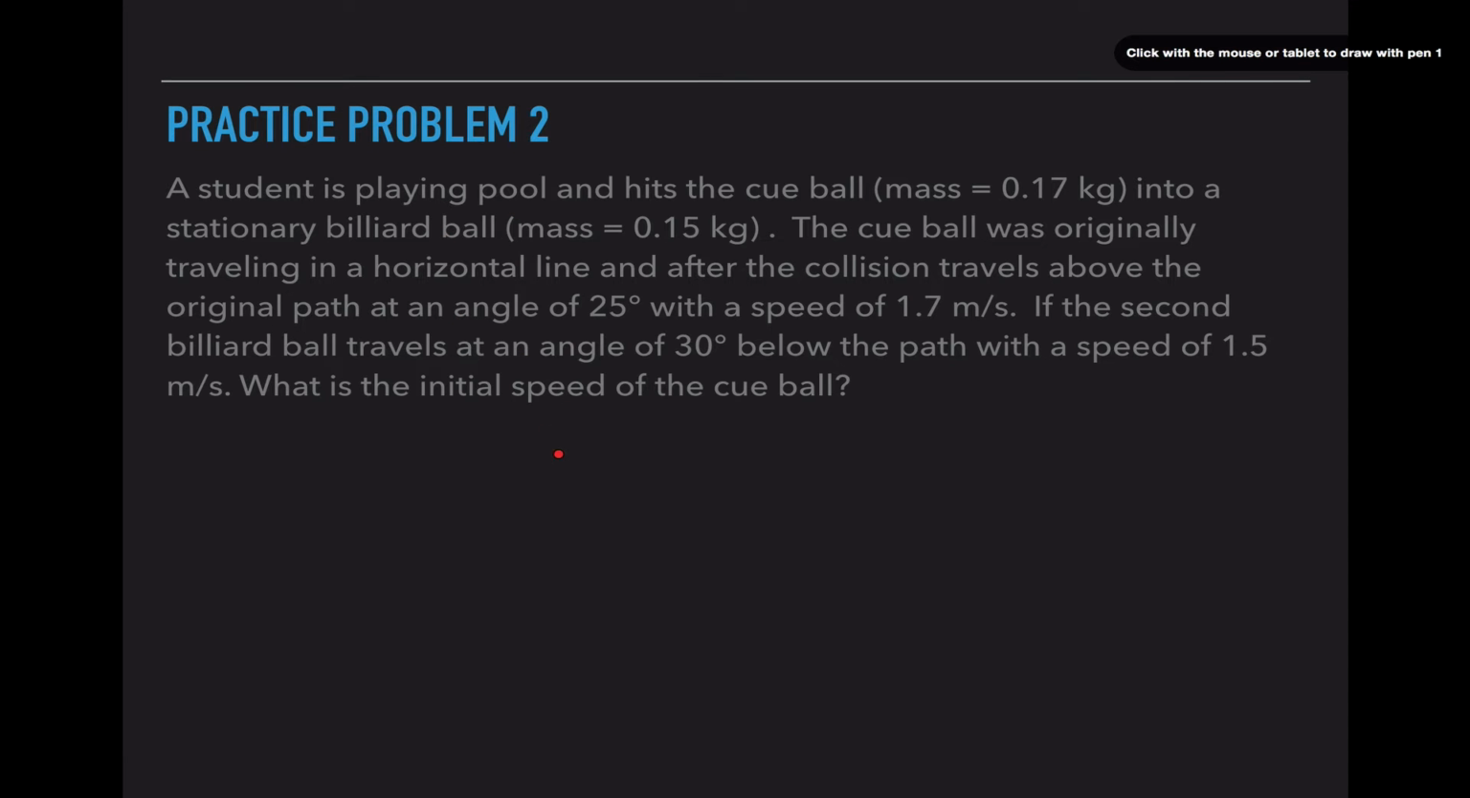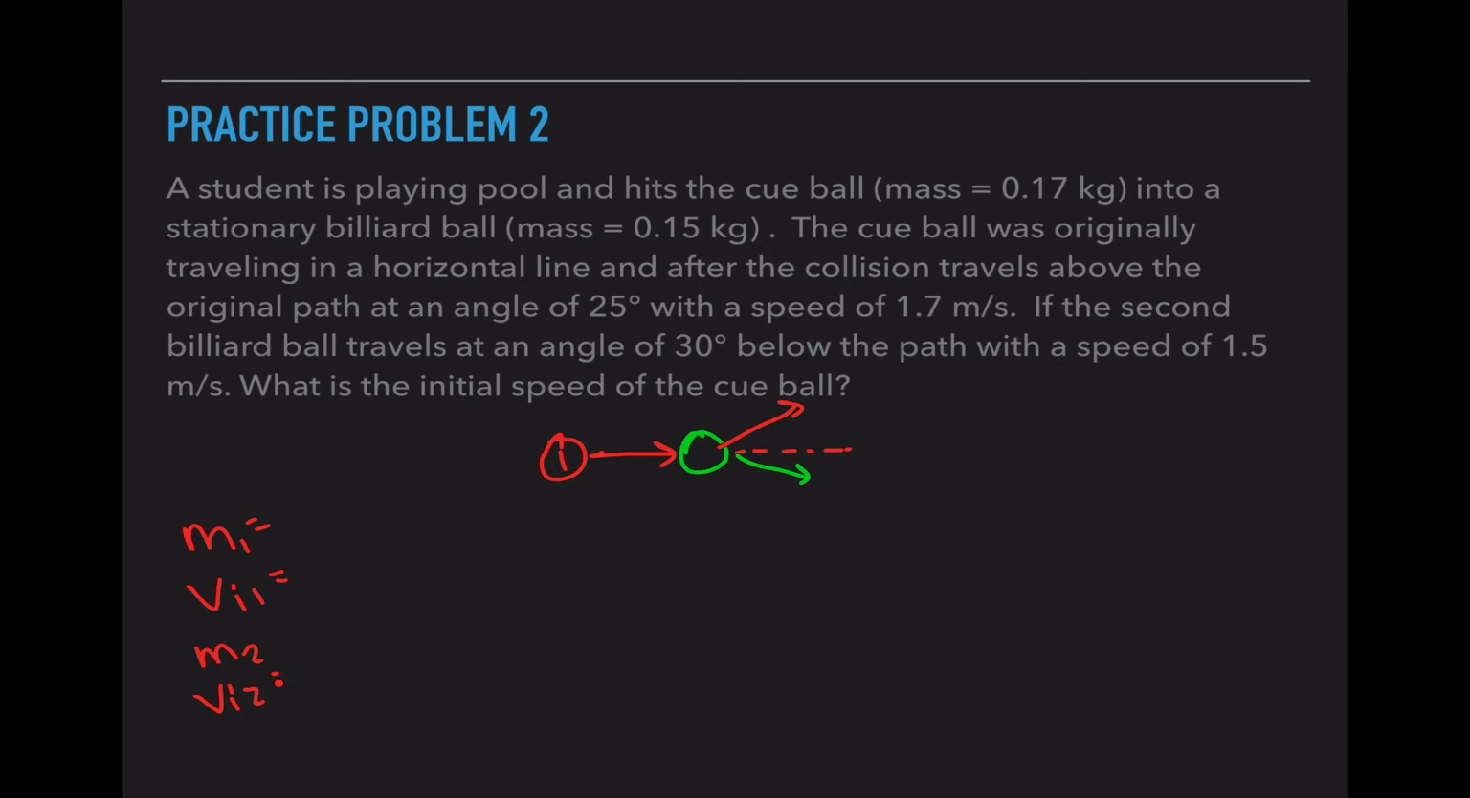Step 1, draw a picture. Ball 1 traveling this way. Ball 2 stationary. Ball 1 goes above the horizontal. Ball 2 goes below the horizontal. List your knowns and unknowns. M1, vi1, m2, vi2, vf1 and theta 1, vf2 and theta 2.